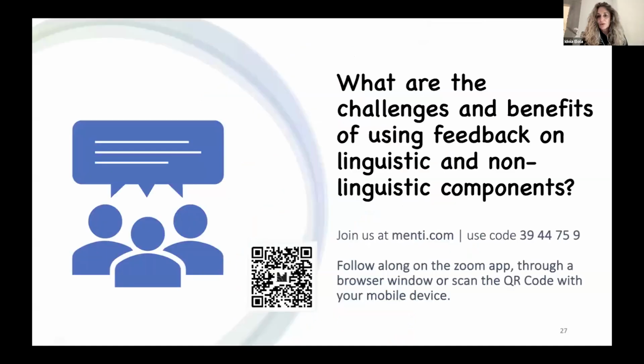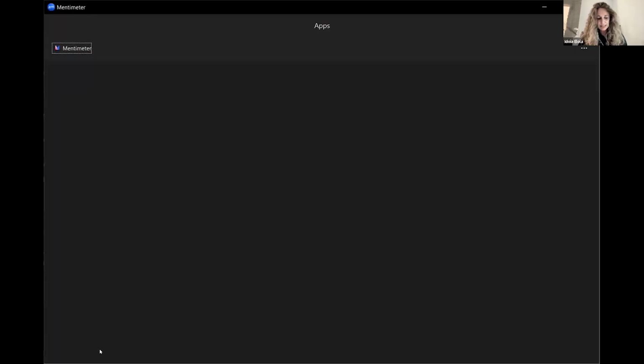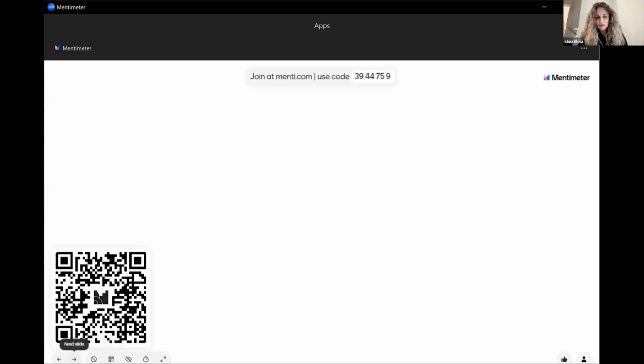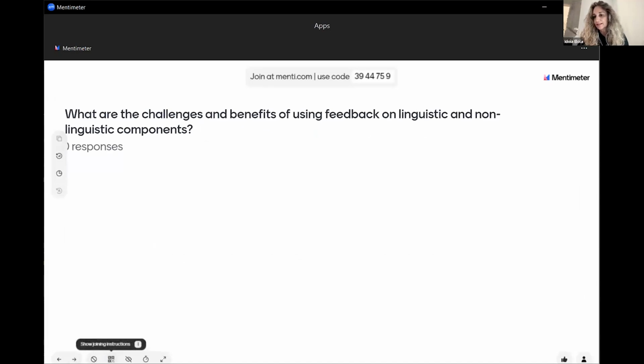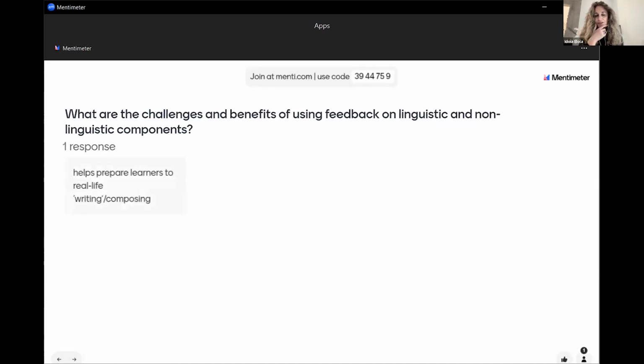All right, so we have another question for you. We have seen the creation of multimodal texts in the classroom and how they combine semiotic resources. What we would like to know is what are the challenges and benefits of giving feedback on linguistic and non-linguistic components. If you have any experiences with any of this, and if you haven't, it can be just on the linguistic, if you have not been addressing other non-linguistic issues. Oh, great.